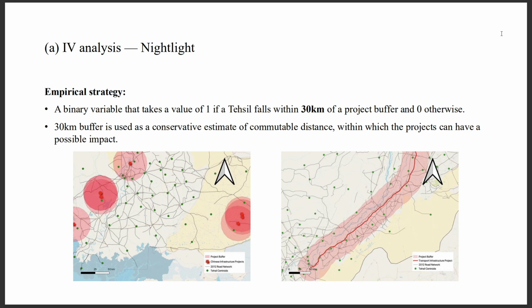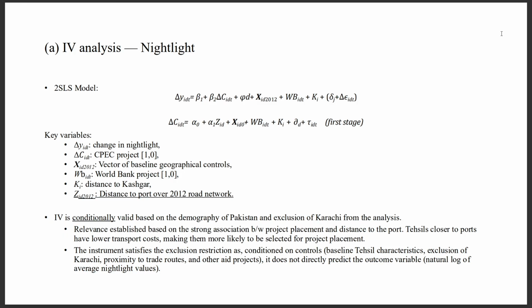Similarly, if you have a road project, more of a transportation project, a buffer would look something like that. Anything within the 30 kilometer range is considered as treated, a binary variable which takes the value of 1, and 0 otherwise. Had it been a randomized location, one could simply use a fixed effects model to estimate the impact, but this is not the case.